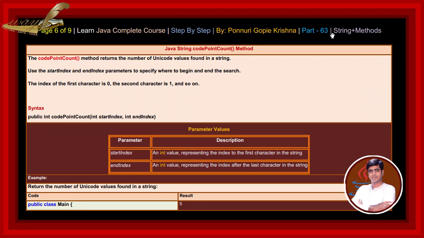Java String codePointCount method. The codePointCount method returns the number of Unicode values found in a string. Use the start index and end index parameters to specify where to begin and end the search. The index of the first character is 0, the second character is 1, and so on. See the syntax: public int codePointCount(int startIndex, int endIndex).